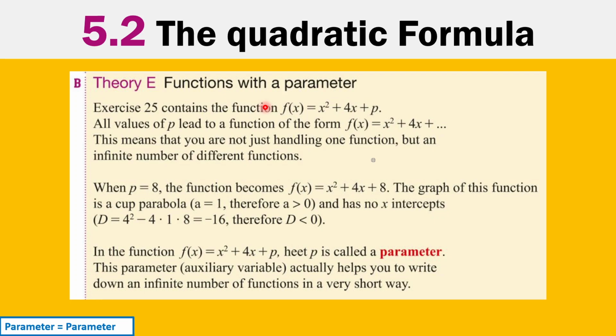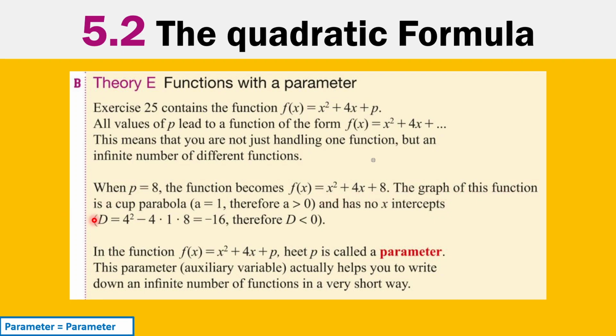And most of the time we use the letter p for that. Let's see how they explain it here. Exercise 25, take a look at your book if you want to, contains the function f(x) equals x squared plus 4x plus p. All values of p lead to a function of the form f(x) equals x squared plus 4x plus something. Depends what p is. Can be 0, can be 1, can be -2, can be a million. This means that you are not just handling one function, but an infinite number of different functions, depending on what p is, right? When p is 8, the function becomes this.